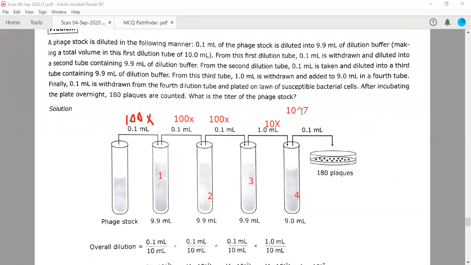So this is your dilution factor. And if you put the dilution, it is 10 to the power minus 7. As I told you, the dilution and dilution factors are opposite to each other in terms of their powers. So you are diluting it 10 to the power 7 times, right?